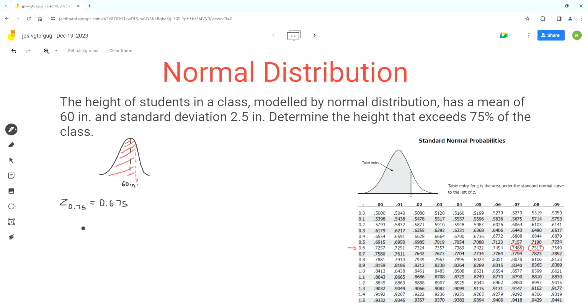So we'll start with the Z-score formula. The Z-score formula is Z equals X, which is the height we want to find, minus the mean of the height, over the standard deviation. We are given that the standard deviation is 2.5. So this here represents the standard deviation and this X bar here represents the mean.